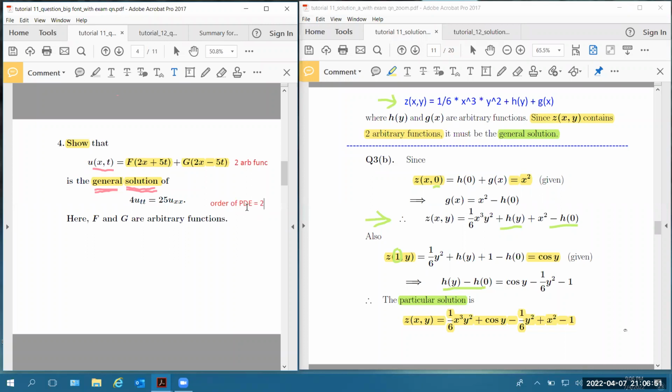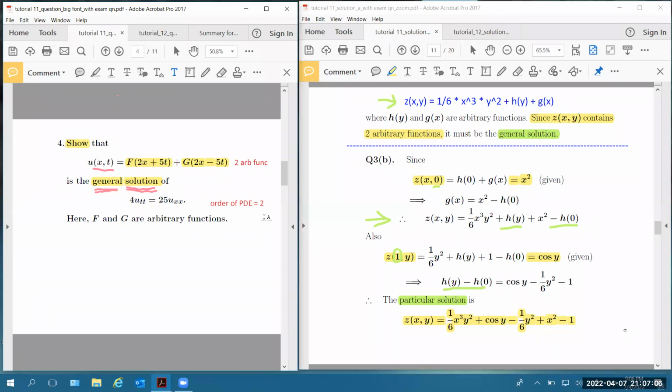Yes. So the order of the PDE here is 2, because the highest order of derivative is the one with del squared u over del t squared, and this one, del squared u over del x squared. So the highest order of derivative is 2. Okay, so the order of the PDE is 2.